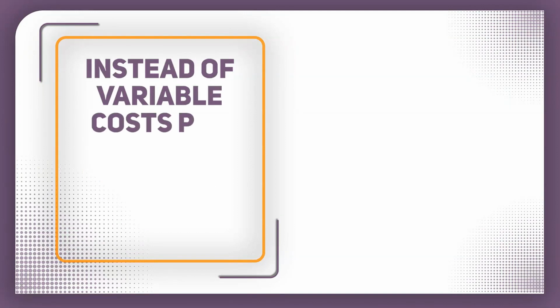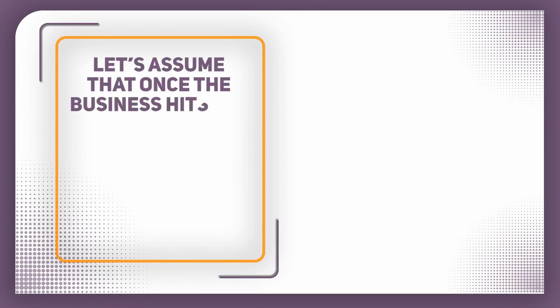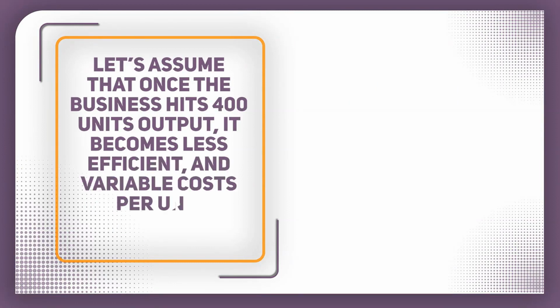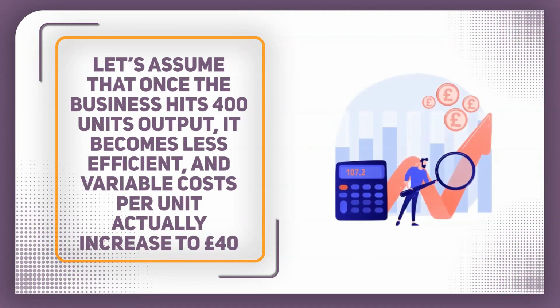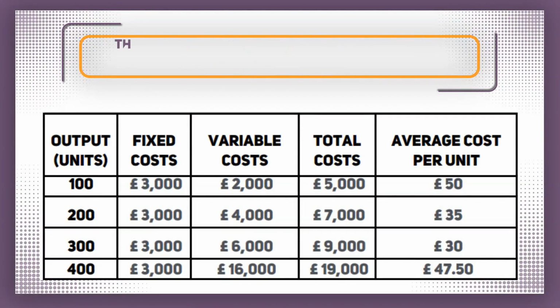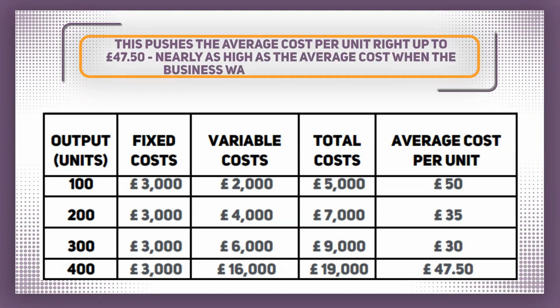Let's take our previous example, but instead of variable costs per unit staying at £20 per unit at all levels of output, let's assume that once the business hits 400 units, it becomes less efficient, and variable cost per unit will actually increase to £40 per unit. What does this do to that average cost? Well, you can see that this pushes the average cost per unit right up to £47.50, nearly as high as the average cost when the business was only making 100 units.